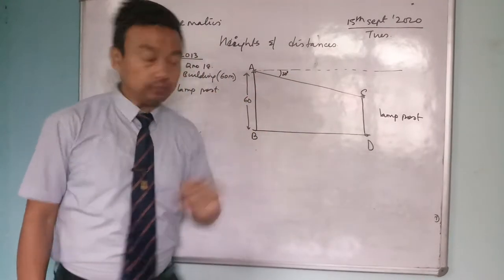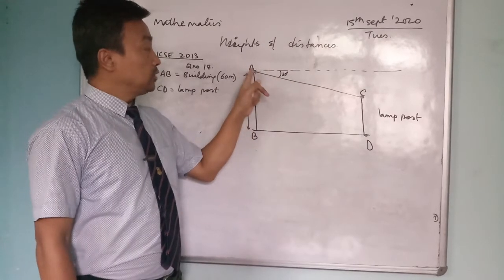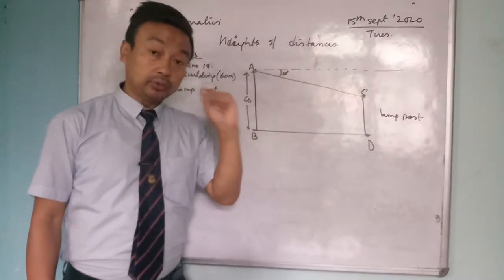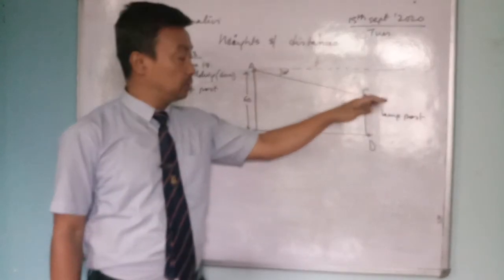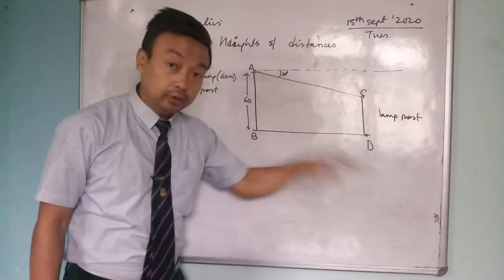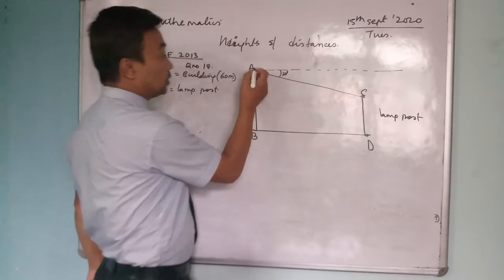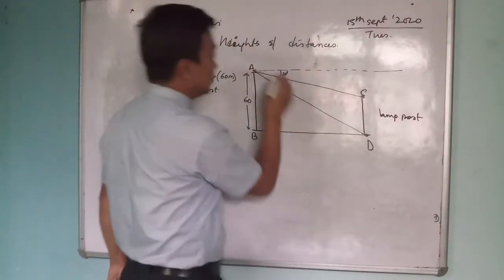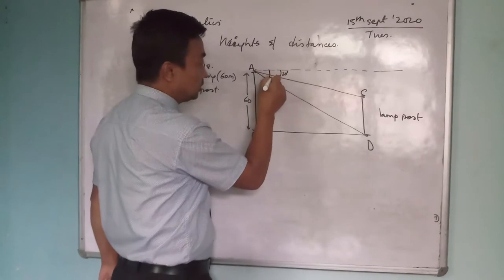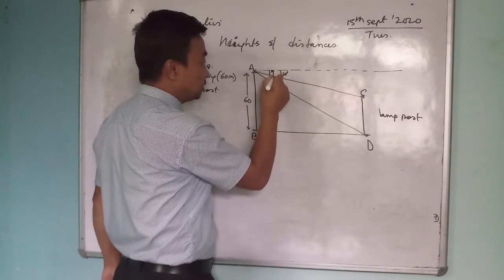See, which angle you are making? Angle of depression. Where are you observing from? From the top of the building to the top of the lamppost. Obviously the lamppost will be below the building. Then again from the same point, the top of the building, you will observe the bottom of the lamppost. So this is a bigger angle, that is 60 degrees. 60 is from here to here.